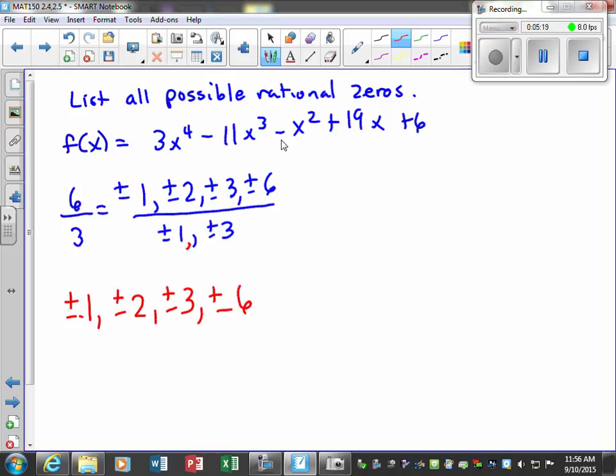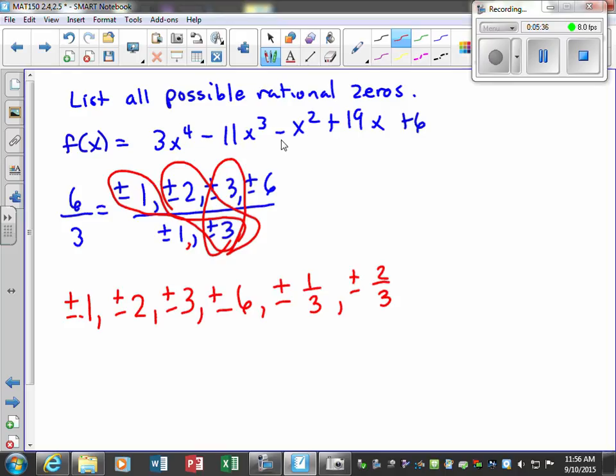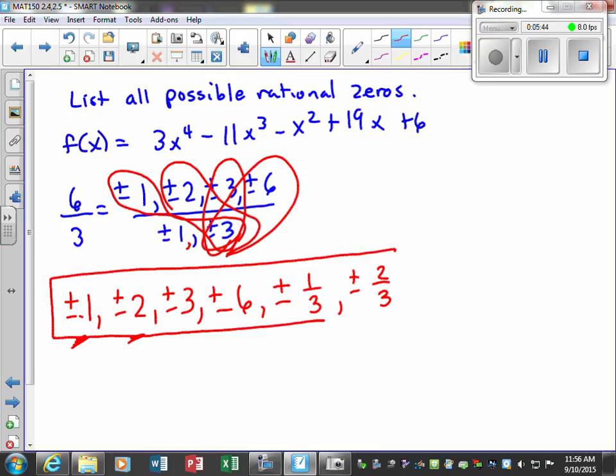Now, this other one is the one that we haven't seen. So, what is 1 divided by 3? Plus or minus 1/3. Then, what about 2? We get plus or minus 2/3. What's 3 divided by 3? 1, but we already have 1, so we don't need to write that. And what is 6 divided by 3? 2, we don't need that, so these are going to be all of our possibles. I just wanted you to see an example when you might not only have a 1 down there.